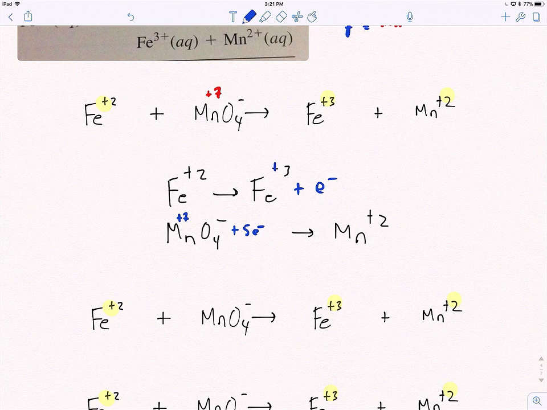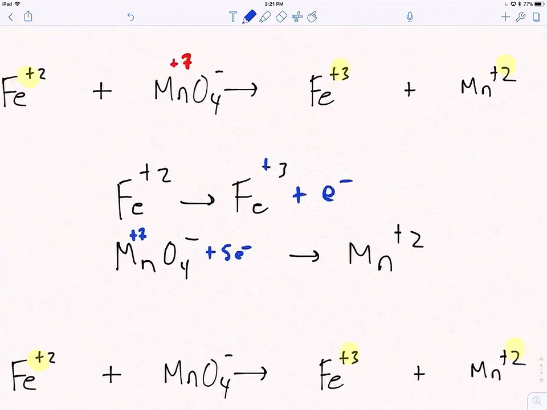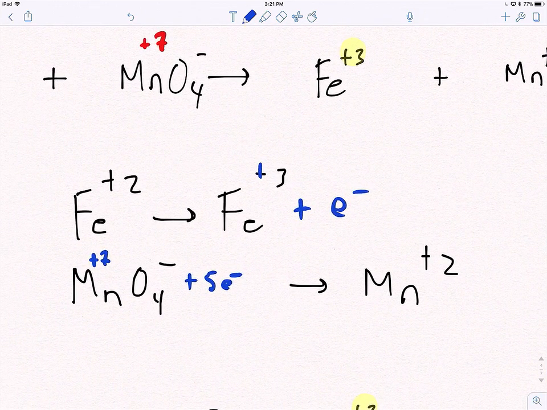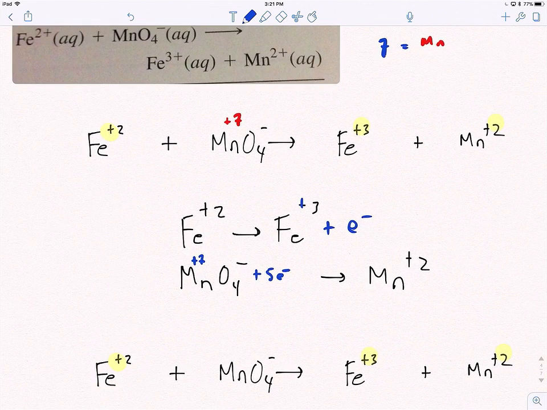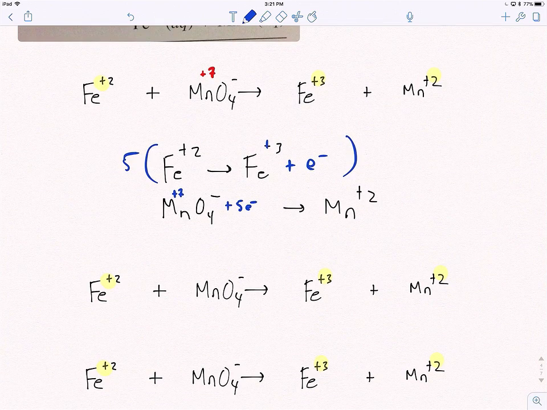So are you following how I've done the half reactions there? We're just looking at electrons. Plus two to plus three generates an electron. Plus seven to plus two absorbs five electrons. And what is the lowest common denominator between 1 and 5? It's 5. So we multiply the top equation by 5 to balance it.